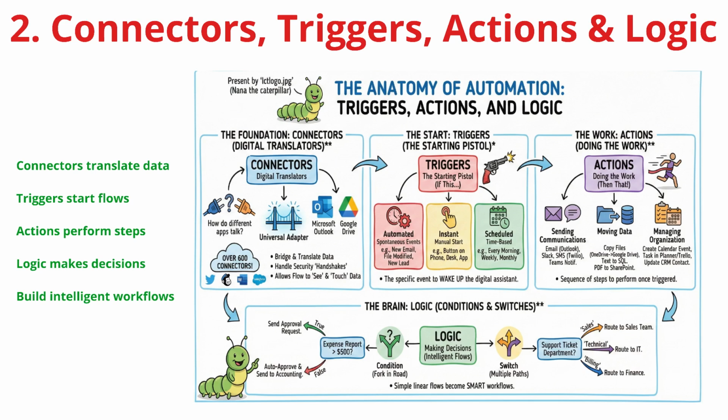Once triggered, the flow needs to do the work. These are the actions, the then do that part. Actions are the actual steps performed, like sending communications in Teams, moving data between clouds, or organizing your tasks. Finally, to make your flow smart, add logic, the brain of the operation. Using conditions like a true false fork in the road for expense approvals or switches for multi-path routing, simple linear flows become intelligent decision-making workflows.